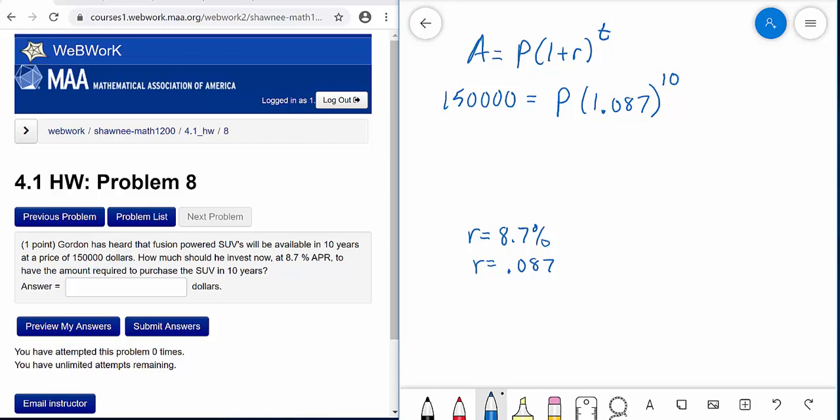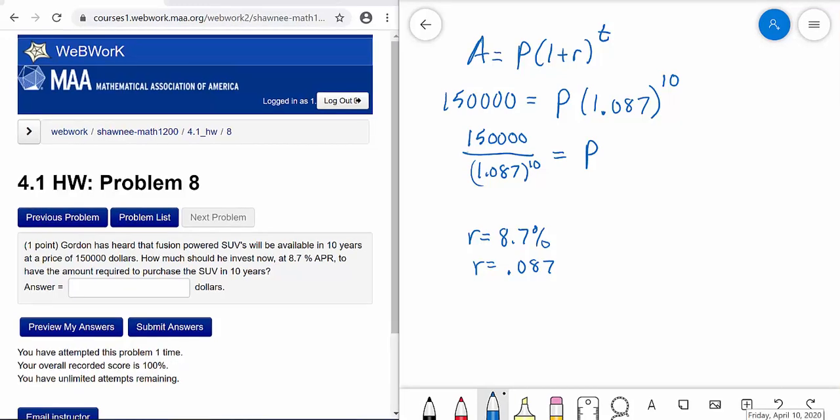This might look like a complicated problem, but it's actually just one step. We just need to divide both sides by the expression 1.087 to the power of t. So this is just a multiplication factor times P. So we're just going to divide both sides by this constant. So we'll get 150,000 divided by 1.087 to the power 10, and that will give us our initial principal P. So when we evaluate this value of P in our calculator, we get 65,132.21.